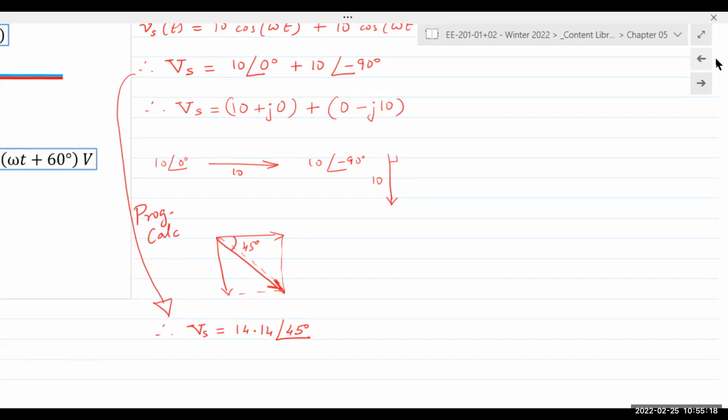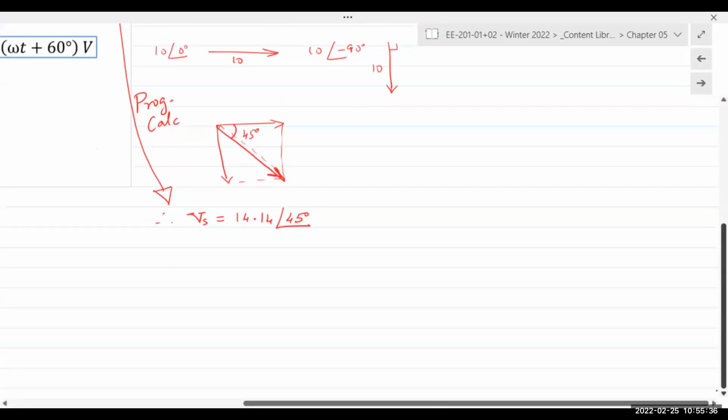Your answer is still not complete because the original question asked for Vs of t as a function of time. So the final answer cannot be in phasor form. It has to be in the time domain. You have to perform an inverse phasor transform, which is not as complicated as it sounds. You simply write the final answer Vs of t as a magnitude of 14.14, and the inverse phasor transform will be a cosine expression. The frequency does not change, so you go back to the original frequency, cos of omega t, and this is actually minus 45, not plus.